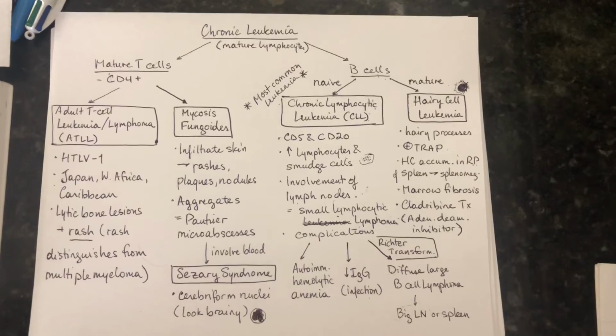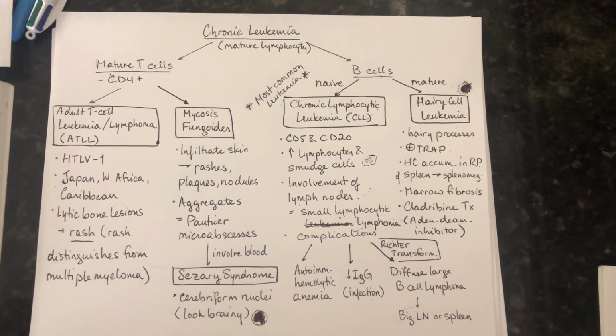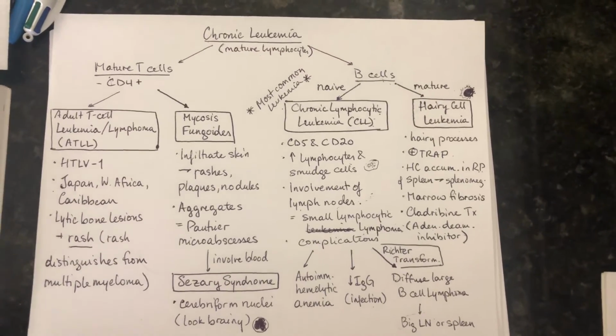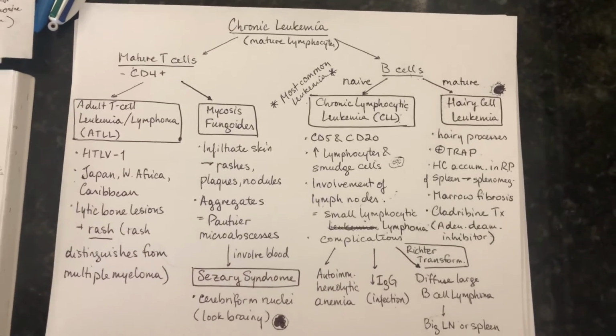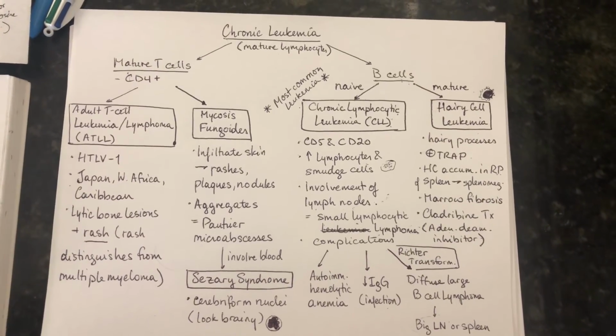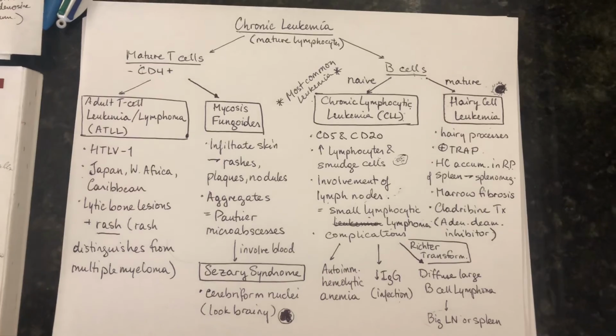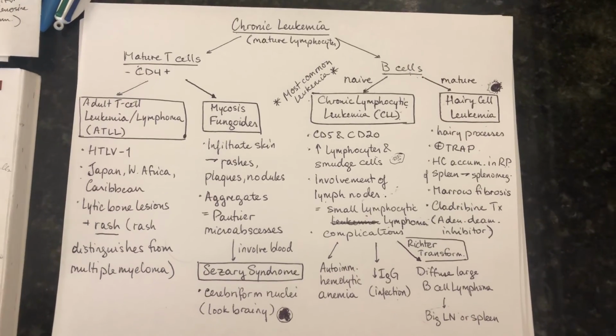So that was the schematic for chronic leukemias. Next, I'm going to be doing myeloproliferative disorders. Thanks. Let me know if you find any mistakes.